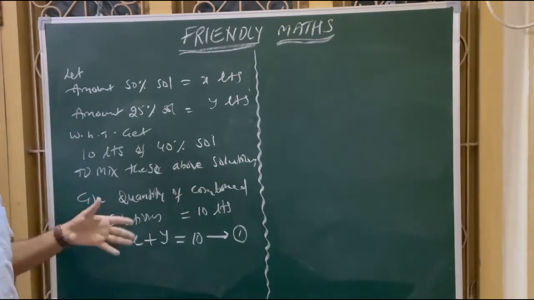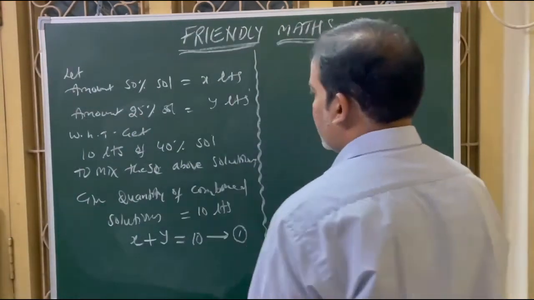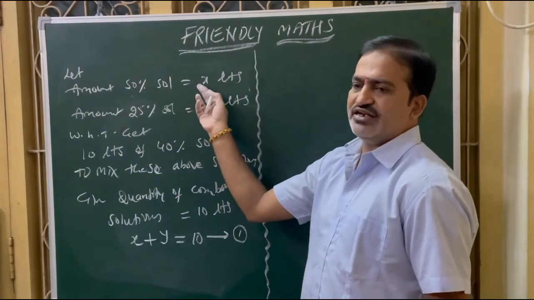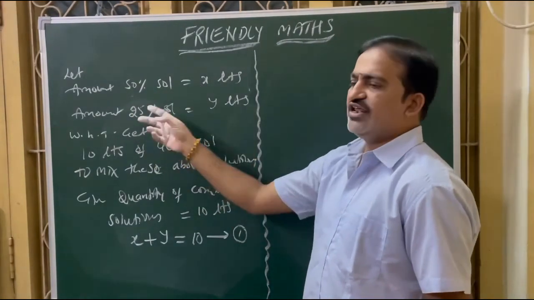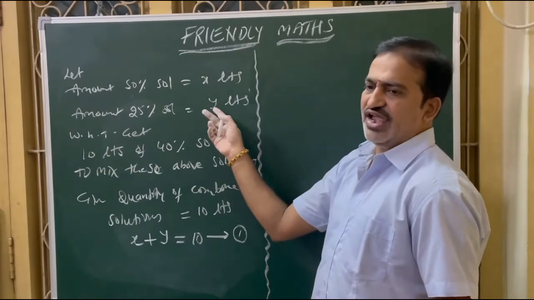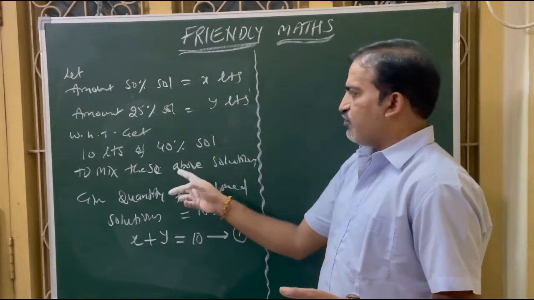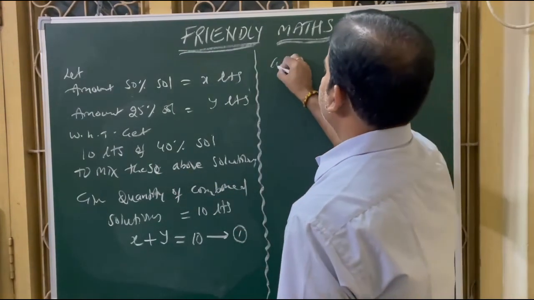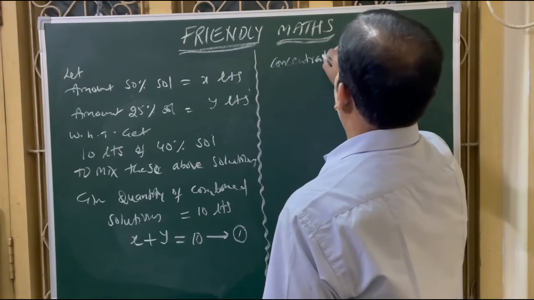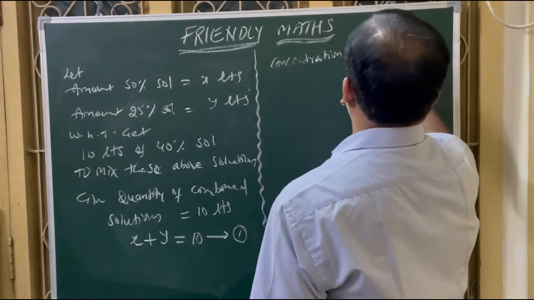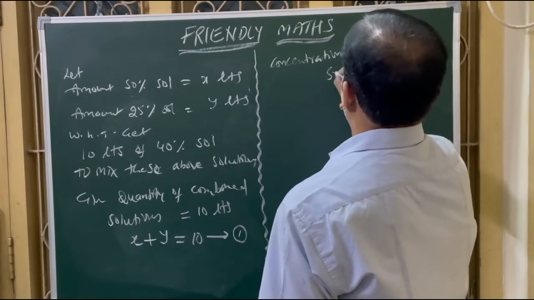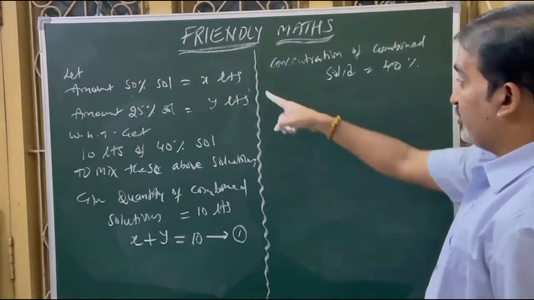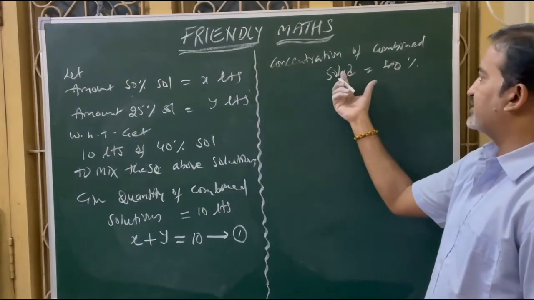This is simple. Then we have to go to the next. Now, according to concentration, 50% concentration, how many liters am I adding? X liters. 25% concentration, we are adding y liters. But in total we are getting 40% concentration of 10 liters. Right? Concentration of combined solution is equal to how much? 40%. Now, by combining these two, we have to get 40% of the combined solution.